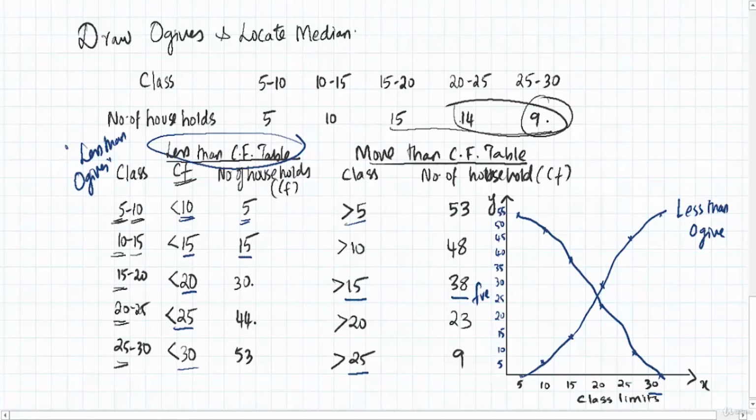Now by plotting this, there is an intersection. At that intersection, we have to draw a line perpendicular to the x-axis, and that line comes straight to the point 20. So this 20 is nothing but the median, because using the graphical method, when you intersect the less than ogive and more than ogive, a line has to be drawn perpendicular to the x-axis, and the class at which it touches the x-axis is the median. Here it touches at 20, so 20 is the median.